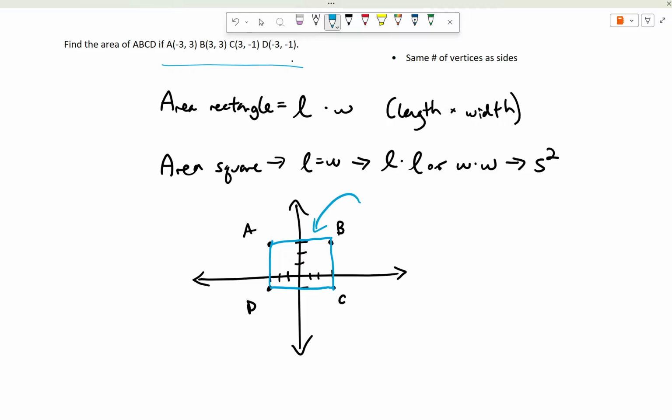This width right here is equal to 6. This length right here is equal to 4. So my area is equal to my length times my width, which is 6 times 4. So my area is equal to 24 units squared.